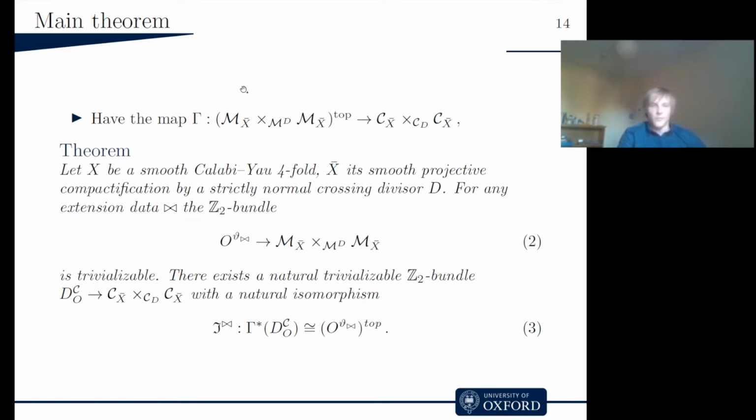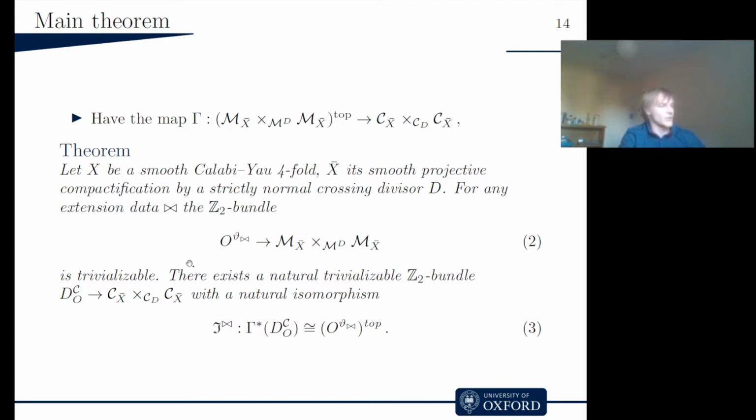So the main theorem that I prove: firstly, I have this map from this product stack into the fiber product of the K-theoretic spaces, which really corresponds to K-theory classes identified at the divisor at infinity. And the theorem then says that for any choice of such smooth projective compactification by a strictly normal crossing divisor, and any choice of extension data, the Z2 bundle that we constructed is trivializable.